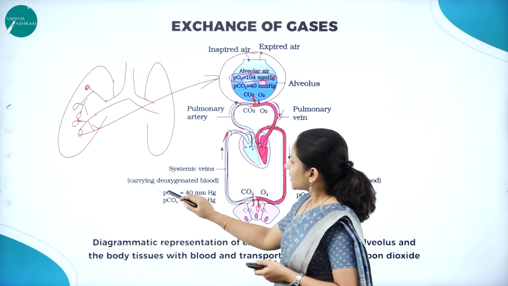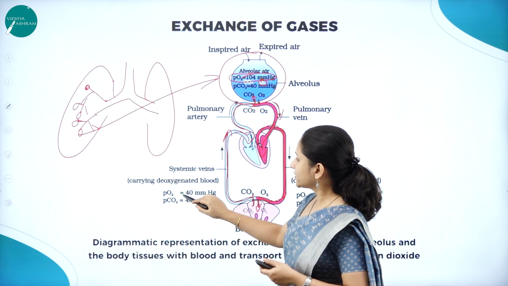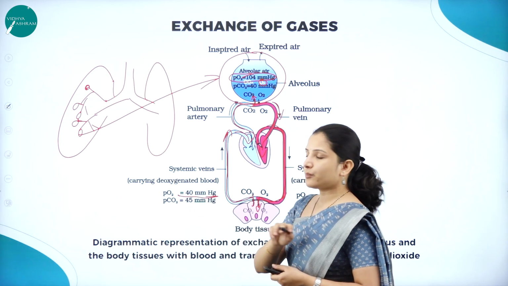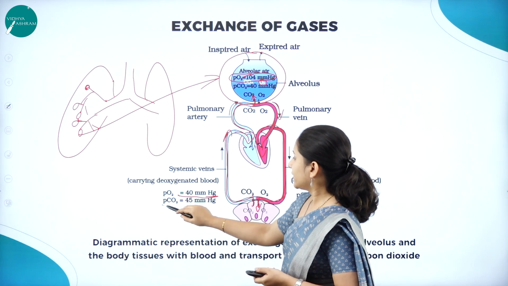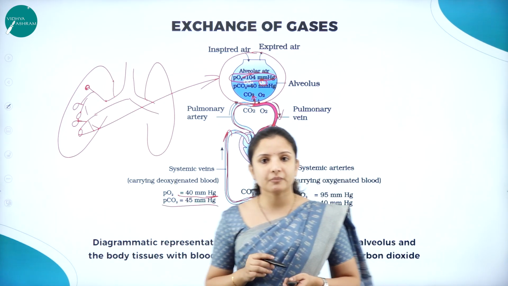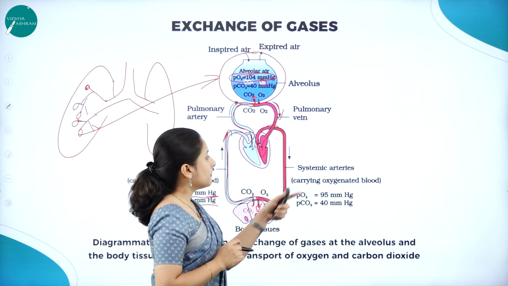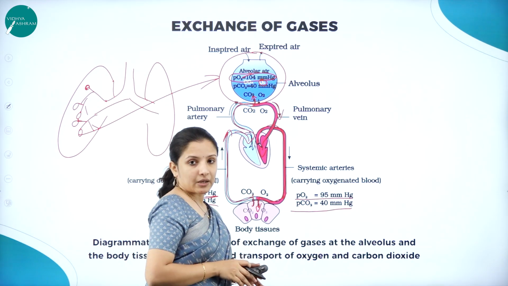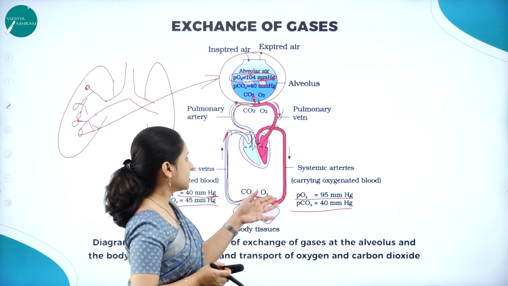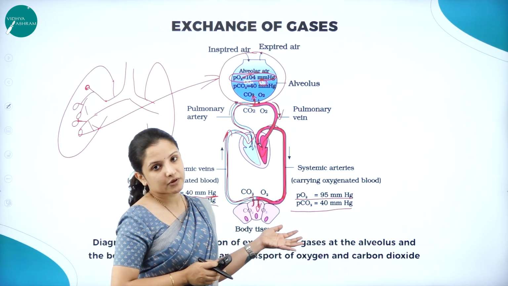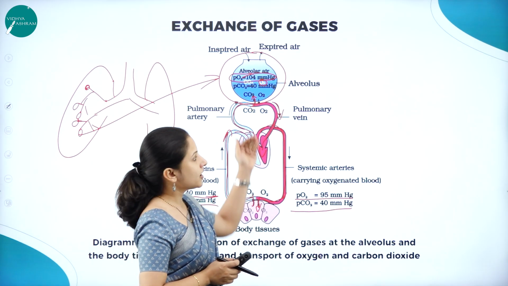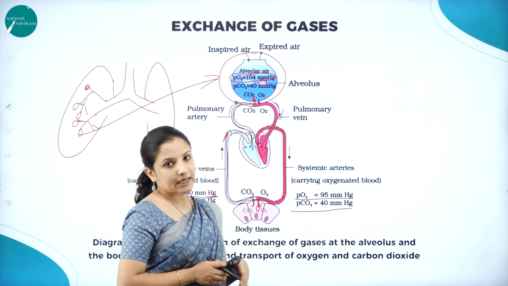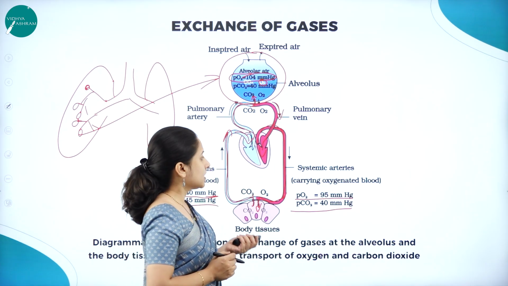They have given here the partial pressure of oxygen in the deoxygenated blood, 40 mm Hg. Partial pressure of carbon dioxide in the deoxygenated blood is 45 mm Hg. Partial pressure of oxygen in the oxygenated blood is 95 mm Hg. Carbon dioxide in the oxygenated blood is 40 mm Hg. So these partial pressures are what actually help in the diffusion of the gases. So this is about exchange of gases.